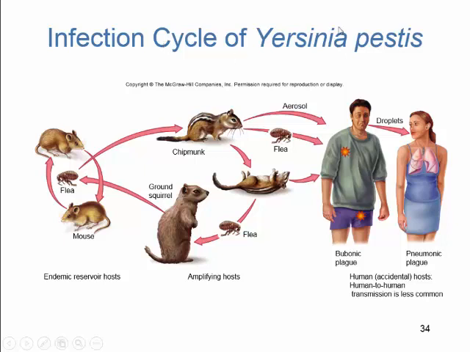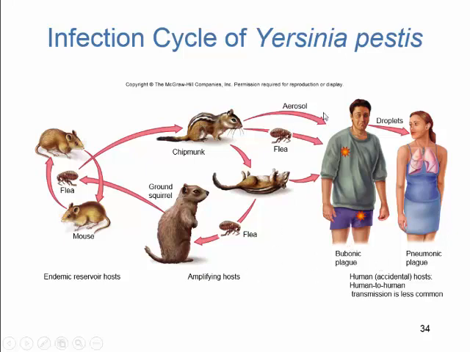So the infection cycle of Yersinia pestis is related to that flea. So the flea is ravenous, it's got the bacillus bacteria in it, and then the intermediate hosts are either mice, chipmunks, could be a ground squirrel, all these guys. And so the flea can either be a direct source of the infection, or it can be a vector for the infection between the final host and the intermediate host.